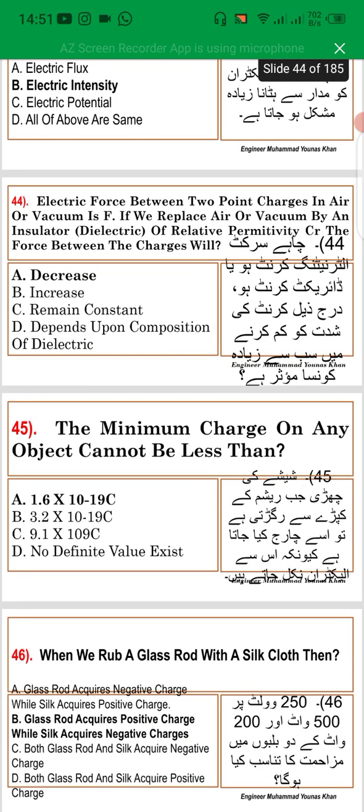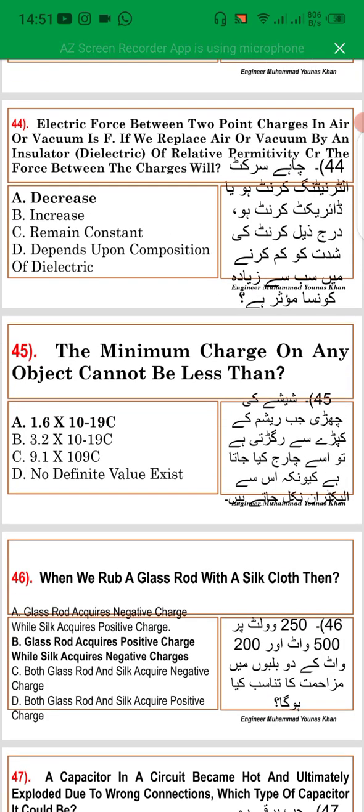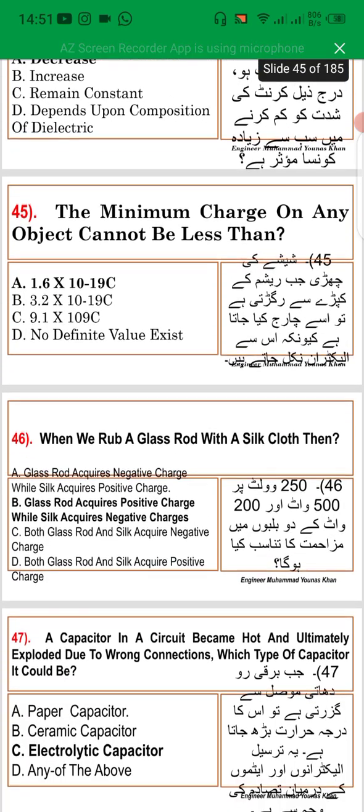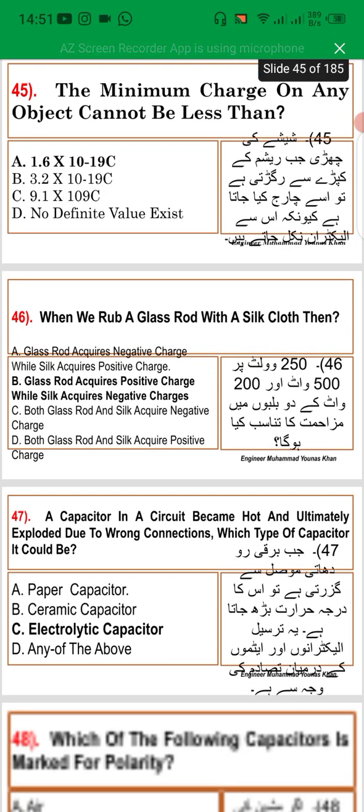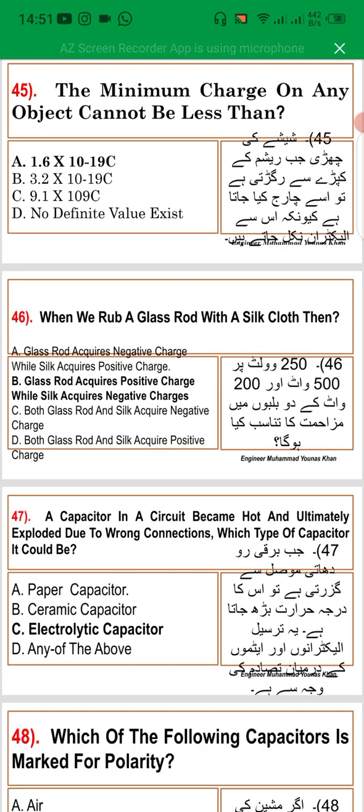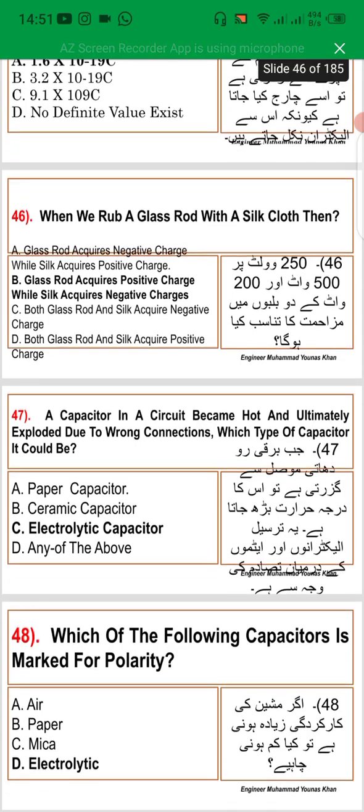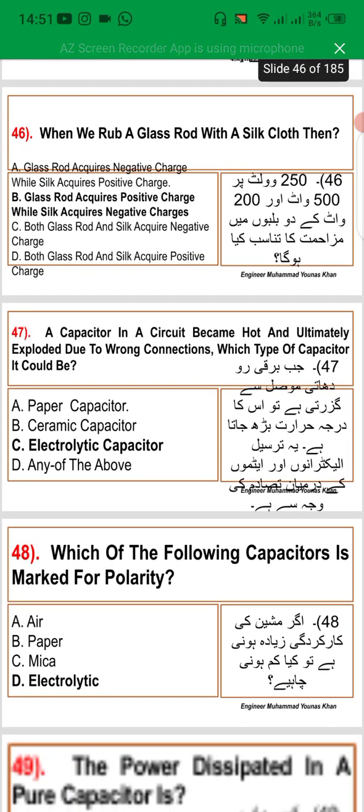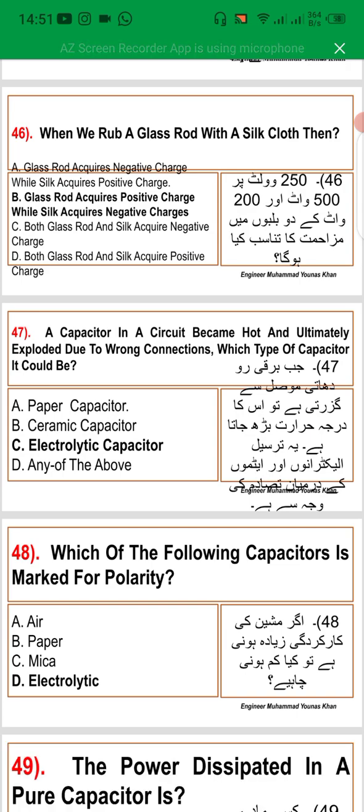The minimum charge on any object cannot be less than 1.6 × 10^-19 coulomb. When we rub a glass rod with silk cloth, the glass rod acquires positive charge while the silk acquires negative charge. A capacitor in a circuit becomes hot and ultimately explodes due to wrong connection. Which type of capacitor could it be?